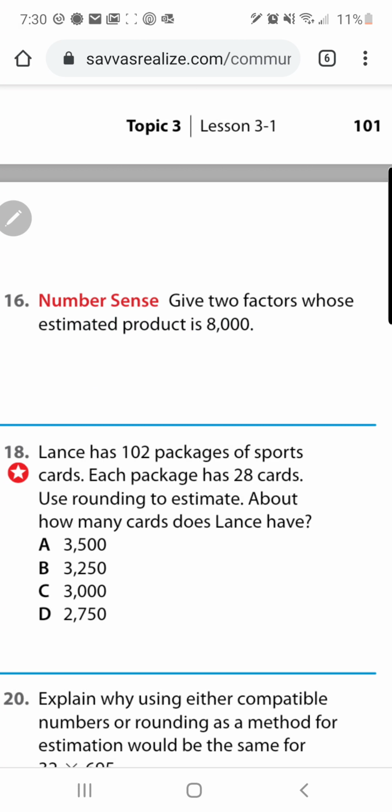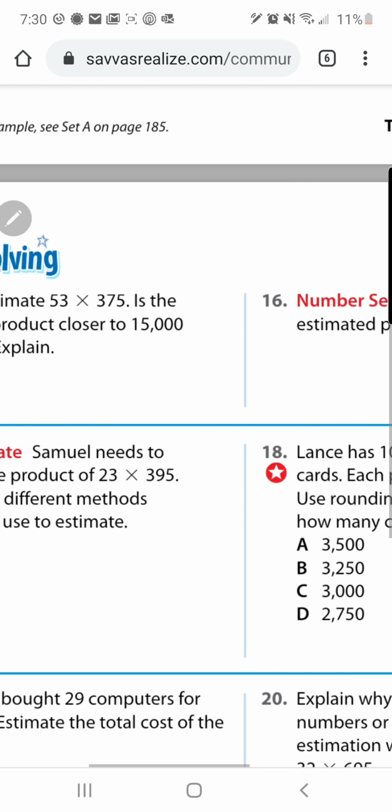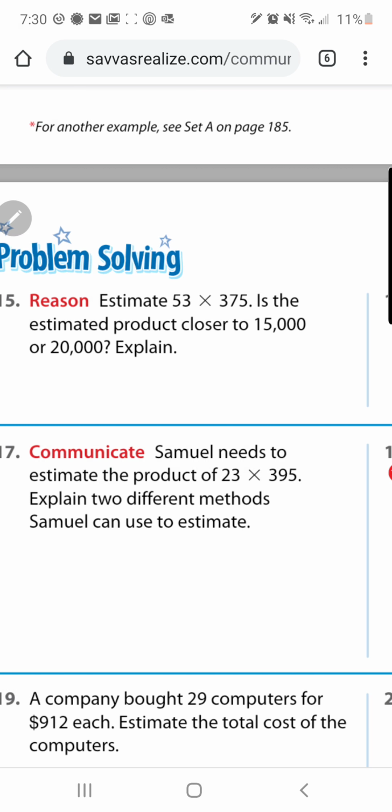All right. Let's go on to number 17. It says Samuel needs to estimate the product of 23 times 395. Explain 2 different methods Samuel can use to estimate. Well, we could just simply estimate, round the numbers. We can round off 23 to 20 because of that 3, and we can round off 395 to 400 because of that 9, right? That would give you 8,000.